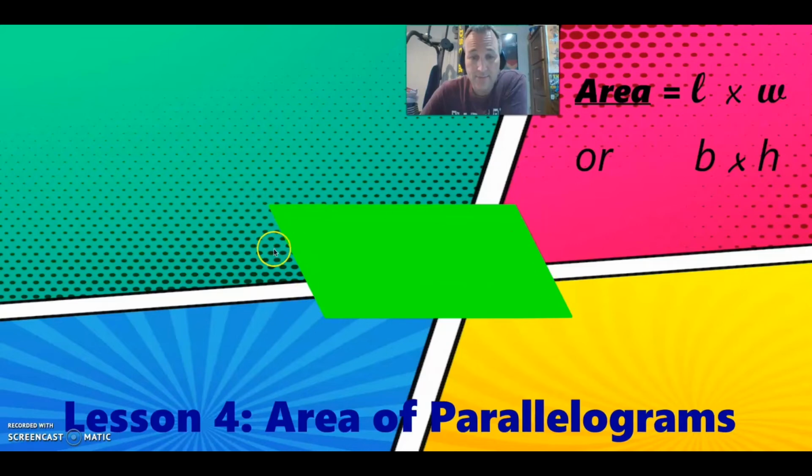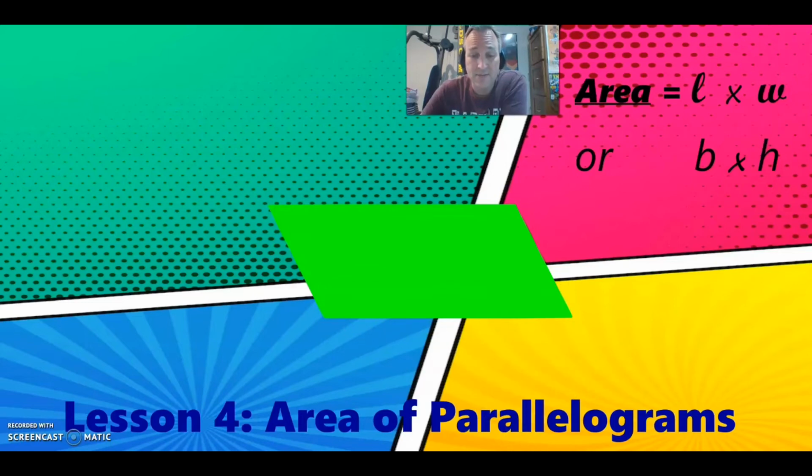I have a parallelogram. Now, just because I moved that over there, does that change the amount of space inside here? I cut this off and I put it over here. That's a no. It doesn't change it. It just went from over here to over here. So the formula stays the same. It's still a base times a height.